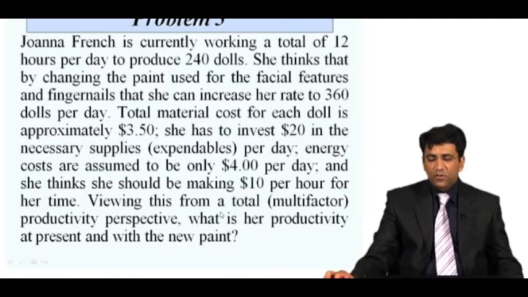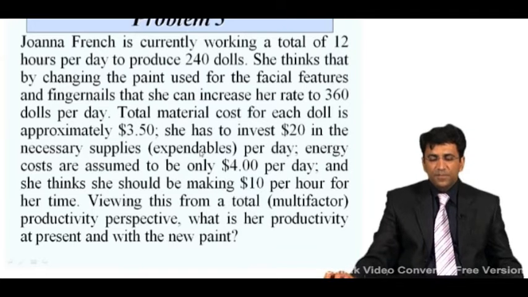Viewing this from a total multi-factor productivity perspective, what is her productivity at present and with the new paint? Now students, we have the different sort of inputs and output is already given. Again, by extracting the particular information from this example, we can calculate the productivity before and after the usage of the new paint. Now again, before the usage of the new paint, our output will be 240. What sort of inputs will be used? One of the inputs is labor hours, that is 12 multiplied by 10.